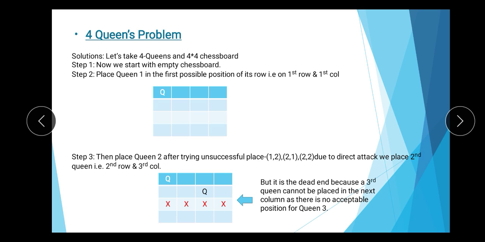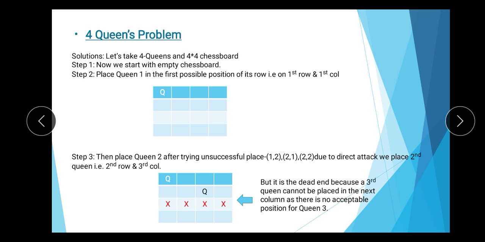So after trying all these unsuccessful places, we come to this point that we can place our second queen in the second row third column, which is a safe position for our second queen. So we place our second queen at the second row third column position. Now we move further for placing our third queen. But if we look at this chessboard, there is no safe position remaining for placing the third queen.